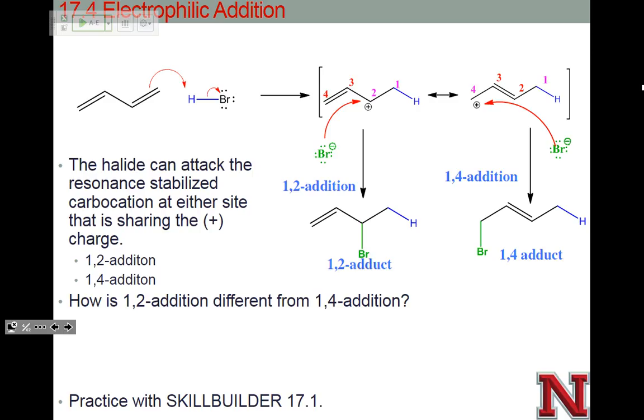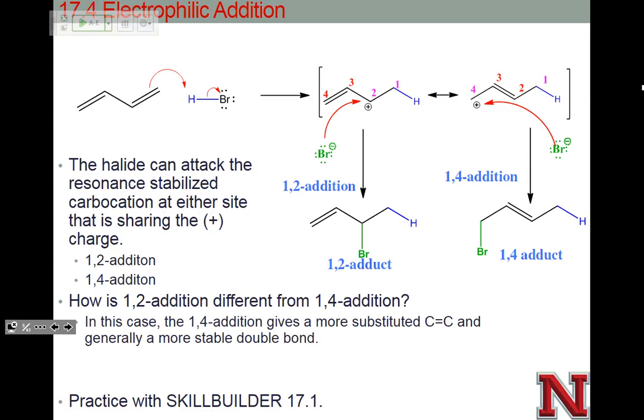1,2 is different from 1,4 in this case because in our 1,2 adduct, our carbocation is the most stable, it's secondary, but our double bond is not as stable as in the 1,4 adduct. Remember, our more substituted double bond is more stable. Conversely, in the 1,4 adduct, we're going through a higher energy transition state, but we're forming a more stable product. So we're going to be really looking at thermodynamic and kinetic control to get one of these products over the other product. But right now, let's just look at predicting all possible products of this reaction.